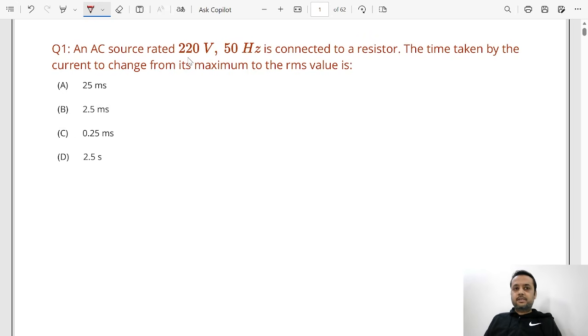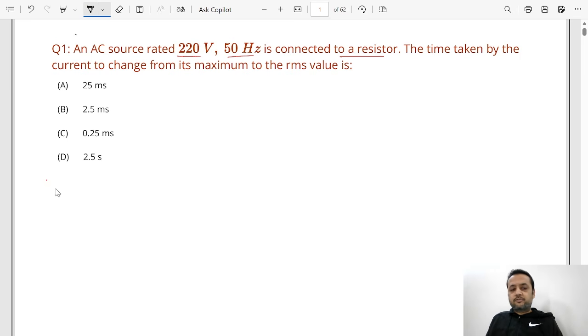Let us see this question here. An AC source which is rated 220 volt, 50 hertz is connected to a resistor. The time taken by the current to change from its maximum value to the RMS value. Now look, we can do this question without phasor also and with phasor. With phasor it will become a very quick question, so I'll tell you both the methods.